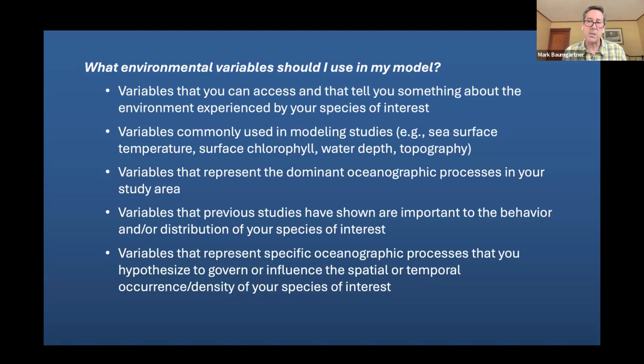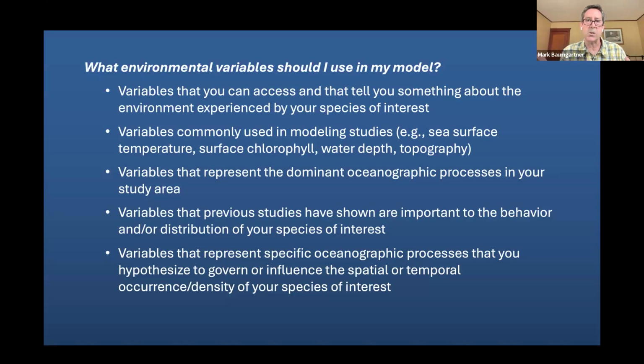And finally, for those species where you've got a lot of information and you've got a really good understanding of the ocean, you might start to be able to hypothesize what oceanographic processes are actually governing the distribution of your species, formulate variables that represent those processes, and then include those in a model where you're actually doing hypothesis testing to see, is this process really having an influence on my species distribution?